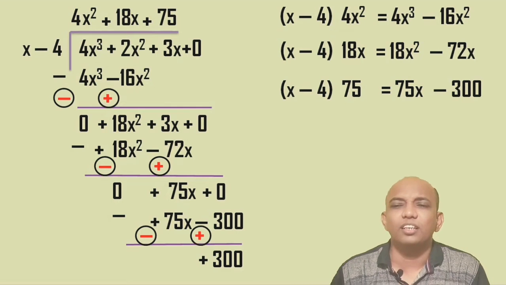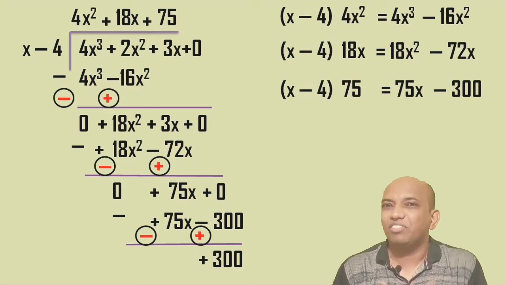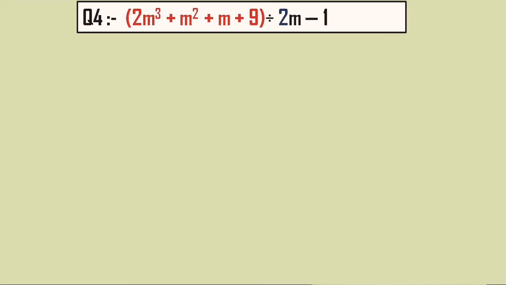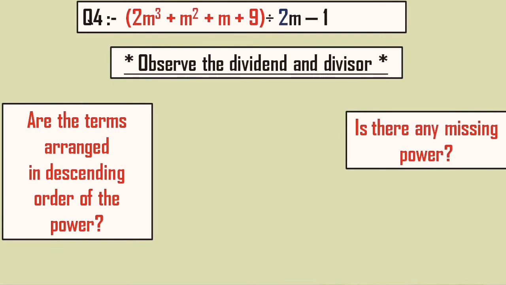What we get then? Quotient as 4x square plus 18x plus 75, and remainder will be 300 as we have stopped our division. So dear all, here we go with the fourth question on the board, and this time you are going to observe the dividend and divisor for these two conditions, and let's see what you find in it. Yes, take a few seconds and see what you find.